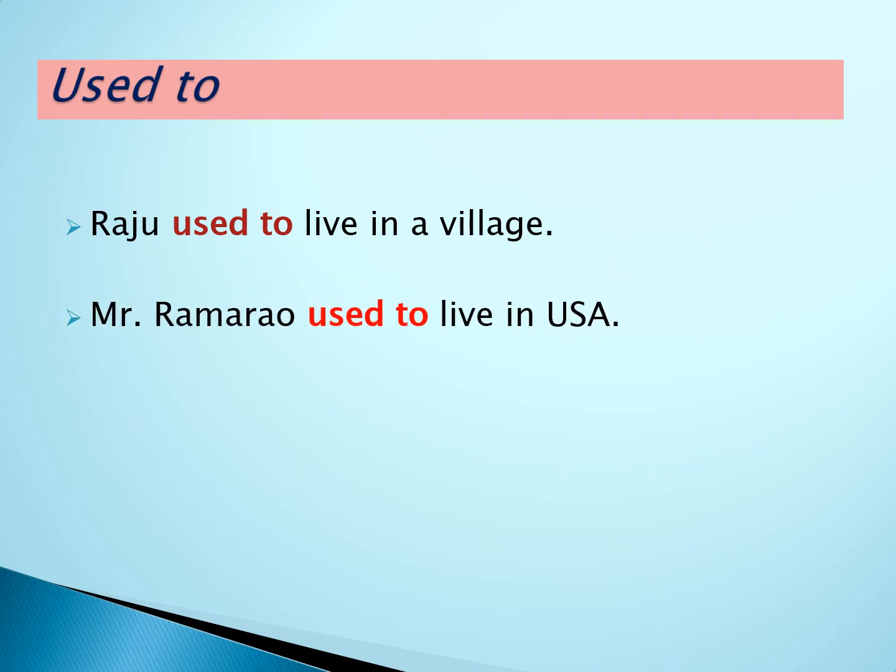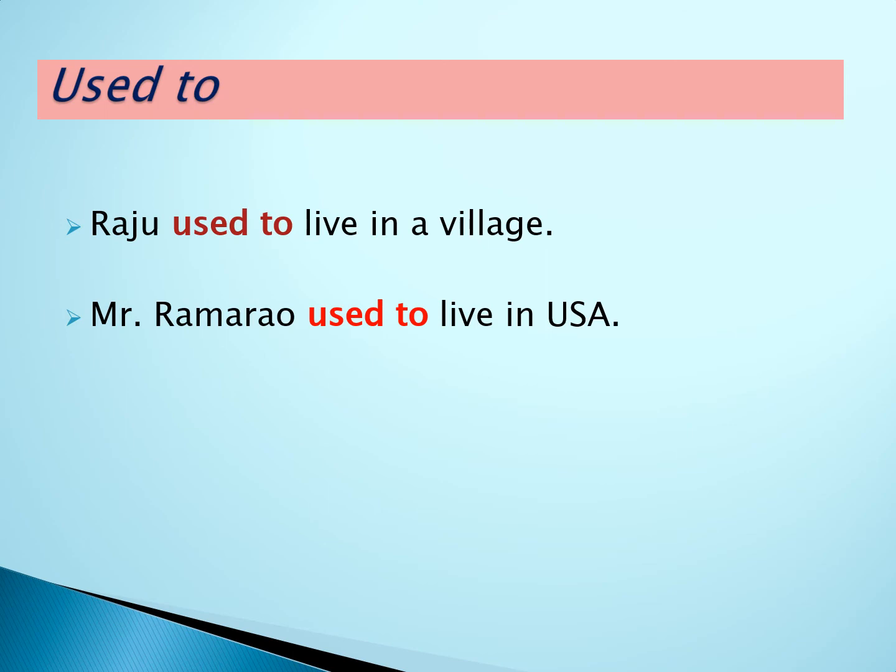We can use "used to" in two situations. First one, see the sentence. Raju used to live in a village. What is the meaning of this sentence? The sentence means Raju lived in a village. He is not living there now. Next one, Ramarao used to live in USA. This means Ramarao lived in USA in the past. Now he is not living in USA.